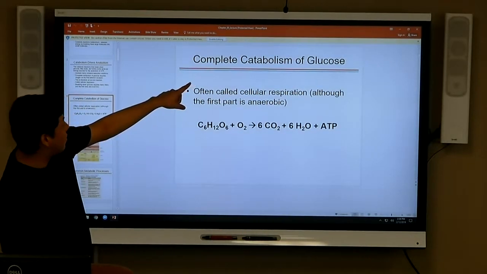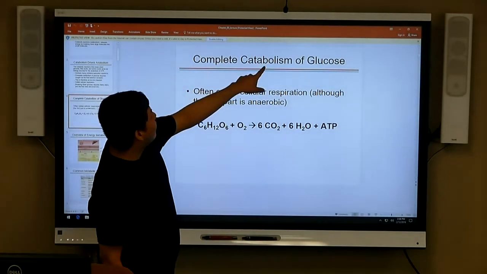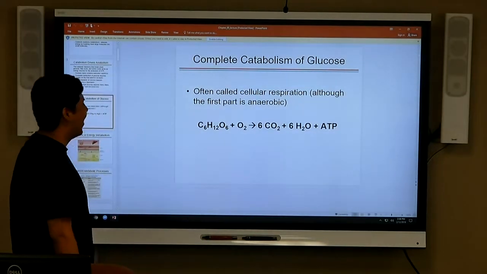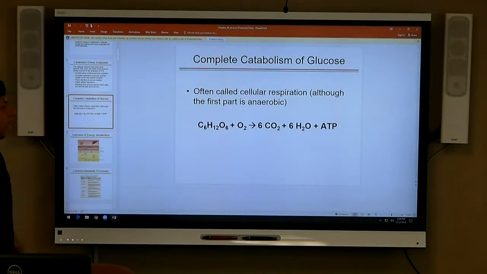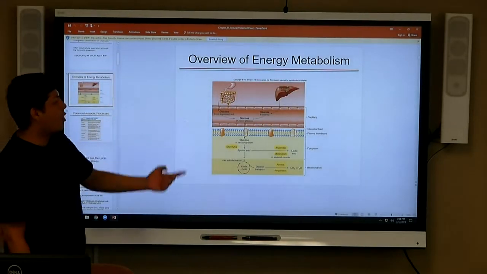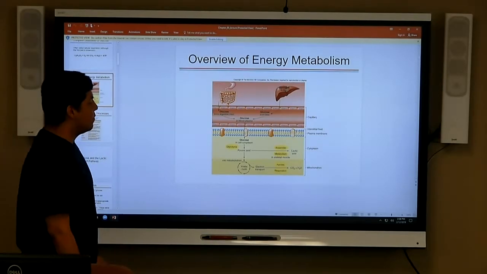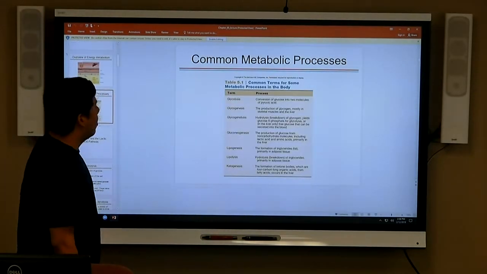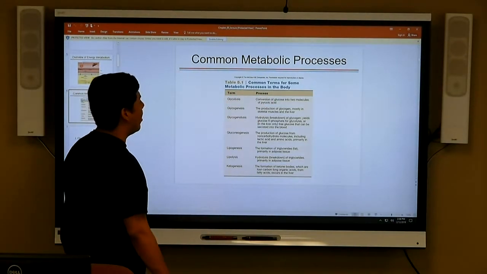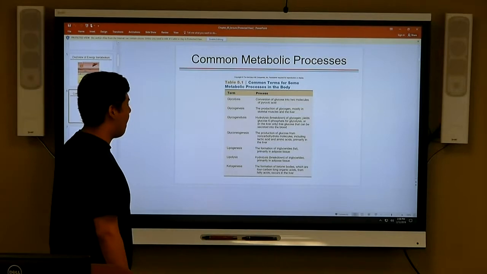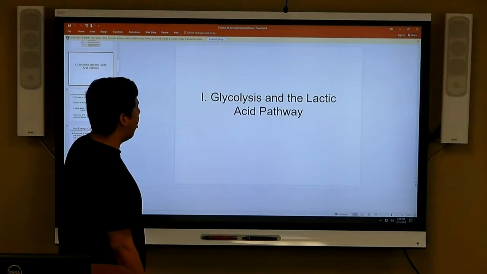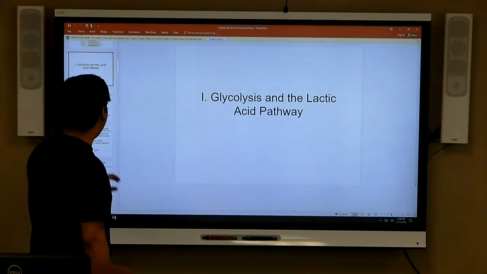Complete catabolism of glucose, often called cellular respiration. And that's just the overview of the energy metabolism. And these are examples, common terms for some metabolic processes in the body. Glycolysis and the lactic acid pathway.